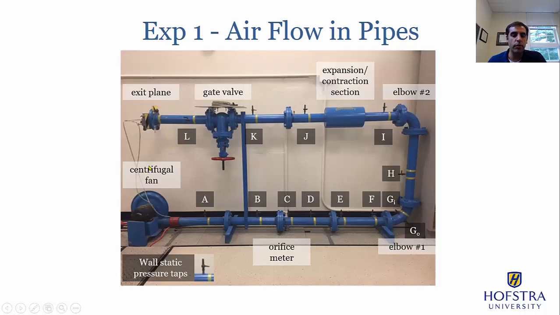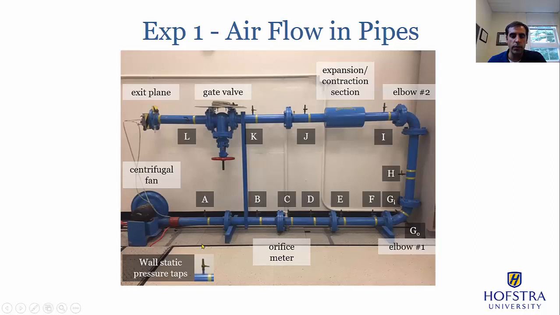We have a centrifugal fan, and that's going to be pushing air through this pipe and out the top here at the exit plane. Now, you'll see that all of these letters, A through L, are little static taps. And here I have a zoom in on what they look like, a wall static pressure tap. There's a little valve here, and if you make this little handle go parallel to this pipe, it'll open the valve, and that will allow flow to come out of this pipe here.